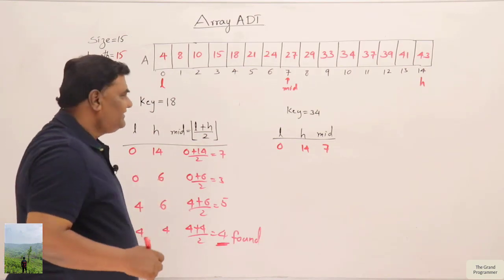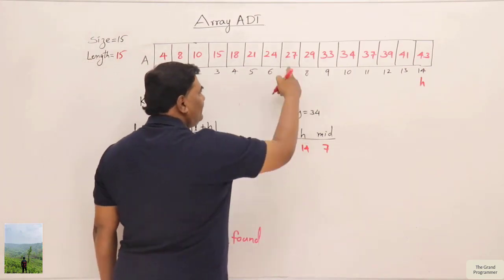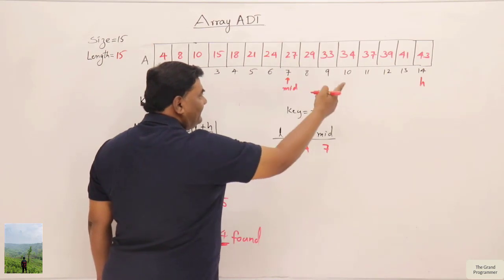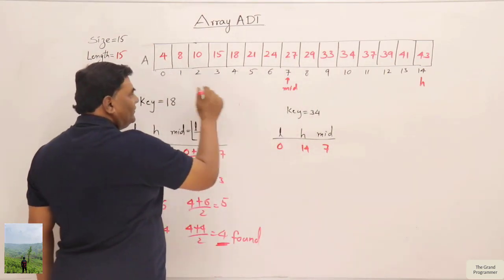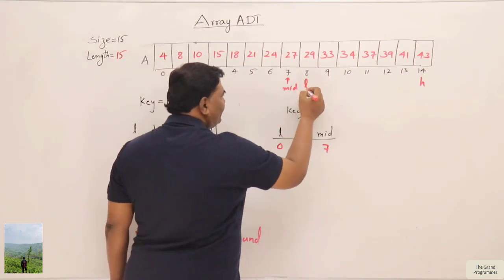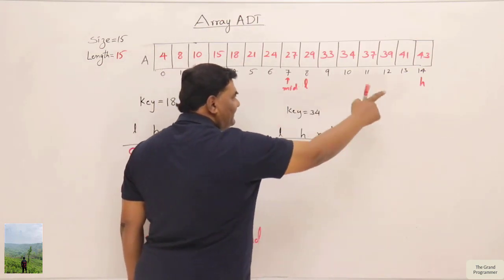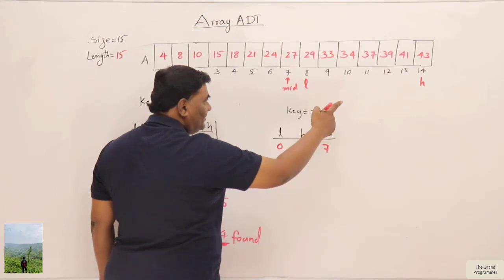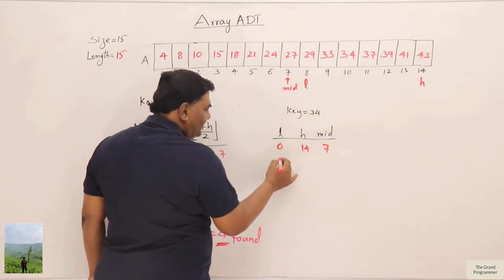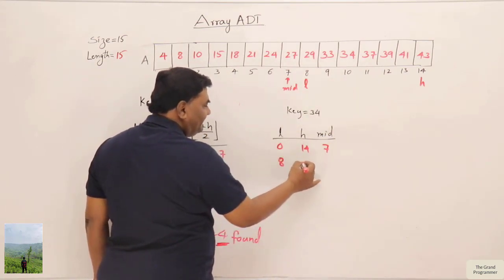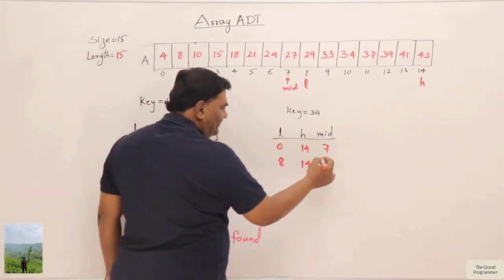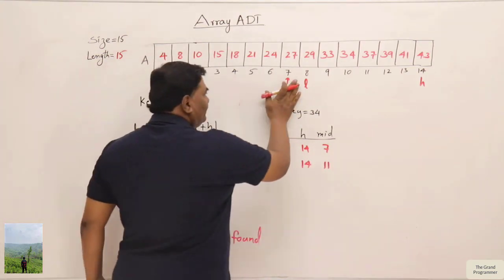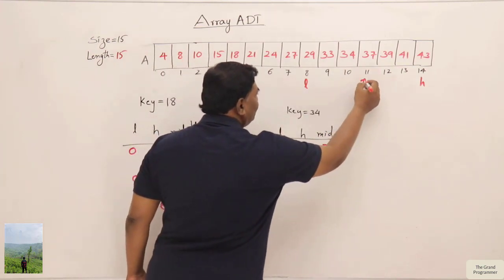Anyway, let us check what is the number there. Is it the key, 34? No. Key is greater than this one. So key is on the right hand side. So change low to mid plus 1, that is 8. Now this is the list in which we have to search. So low will change to 8 and high will remain 14. Now again calculate mid. Mid is 11. So mid will move to 11.